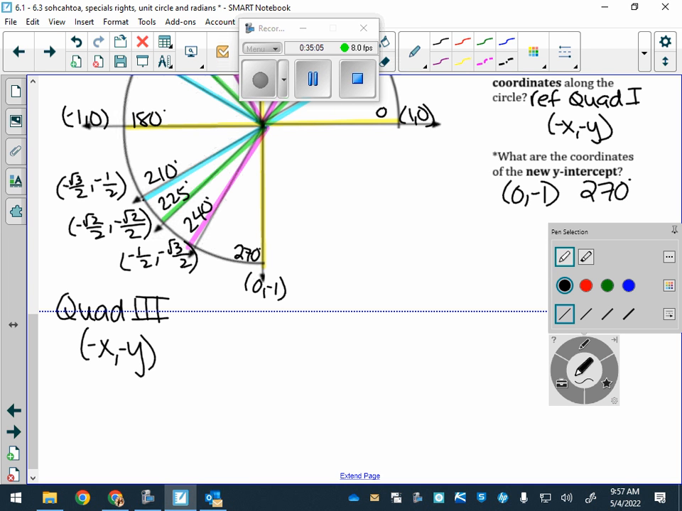All right, almost there. The last one now. Quadrant 4 would be what? X's would be positive and Y's would be negative. Good. So go ahead and start filling out 1, 2, and 3. You may start 4, but again, be careful.